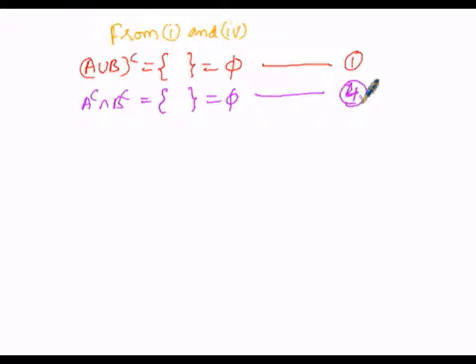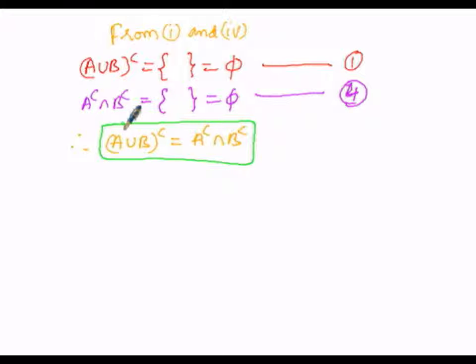From these two, the right hand side sets are phi and phi, those are the empty sets, so the right hand side sets are equal. Since the right hand side sets are equal, the left hand sides must be equated. Therefore A union B whole complement is equal to A complement intersection B complement. We can conclude this statement as A union B whole complement equals A complement intersection B complement.